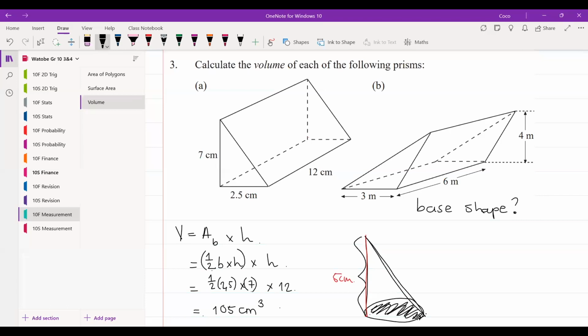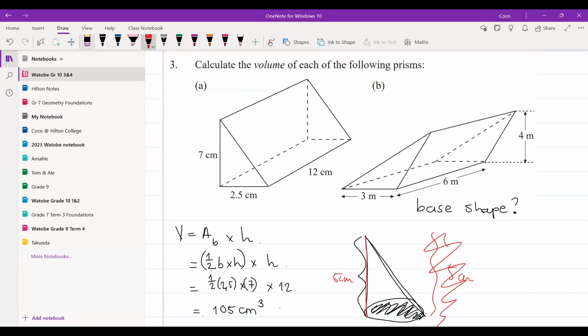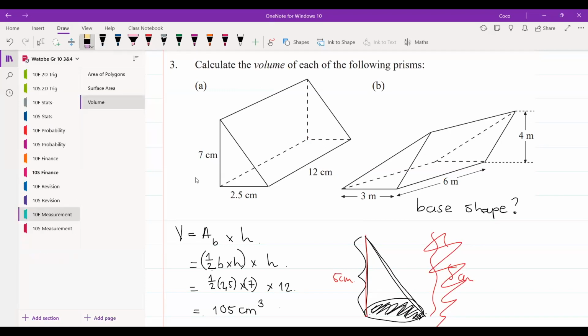Look at how my shape goes down like that. Yes, that's a diagonal. It doesn't, because there's no 5 centimeters up here. It's a diagonal, so we can't do that, right?